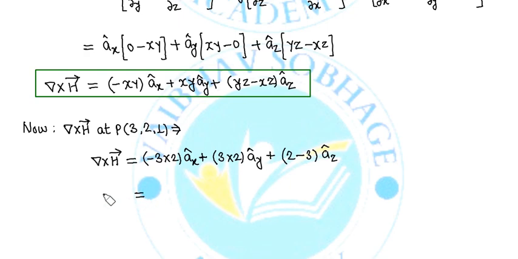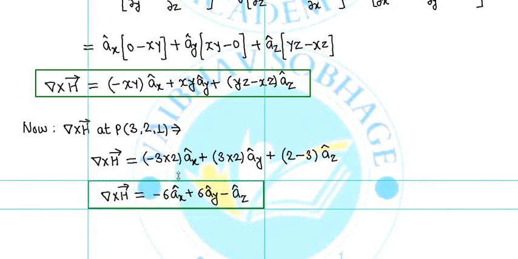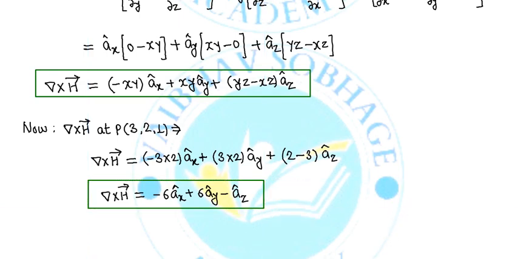Now from this you will find the value of the del cross H at given point P, and that is equals to minus 6 ax cap plus 6 ay cap minus 3 az cap. So this is our final answer for your part 1 of the numerical. Now we will move on to the second part of the numerical.